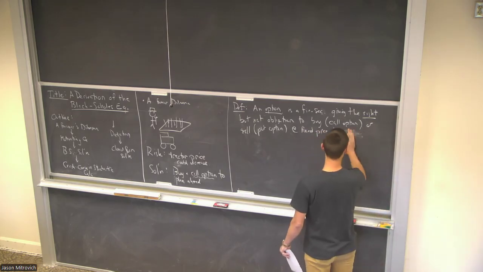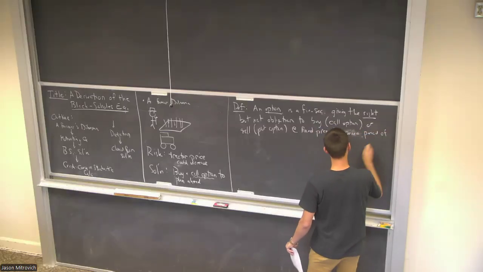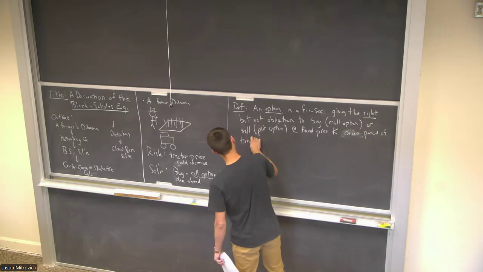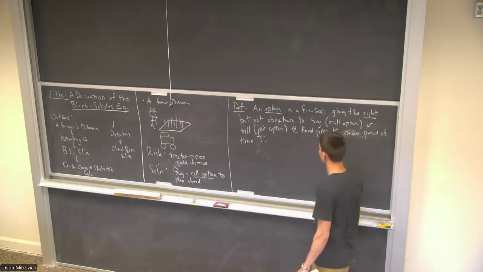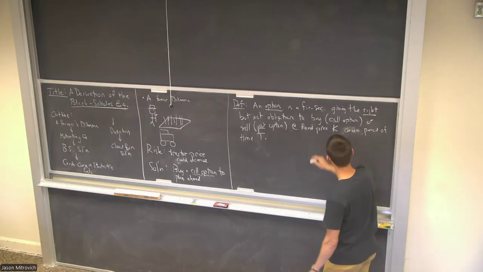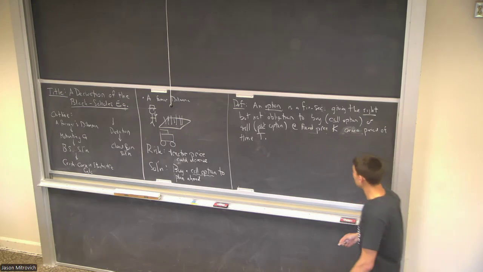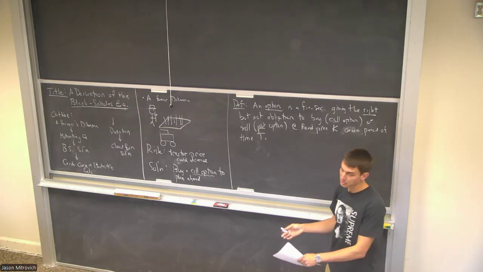Or I say over a period of time. Over a period of time T. All right, so we have the definition of a put, the definition of a call, we have the definition of a strike price. All right, solid. So we're going to care about a specific type of option called a European option.